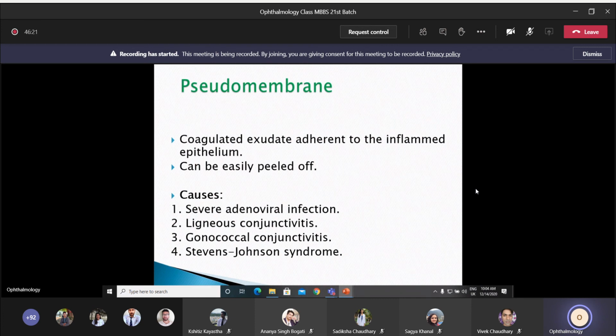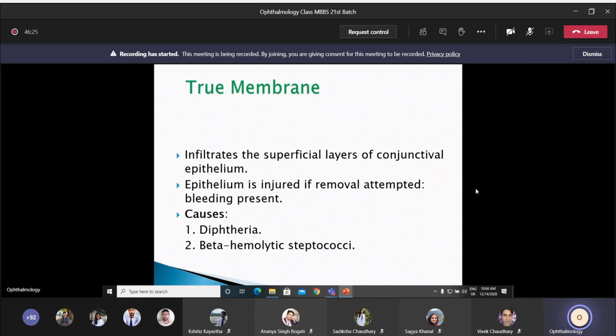So that is a pseudomembrane, whereas a true membrane infiltrates the superficial layers of the conjunctival epithelium. Since it involves the upper layers of the conjunctiva, whenever you attempt to remove the true membrane, the epithelium is injured, and because of that bleeding takes place. So this is the main difference between a pseudomembrane and a true membrane.